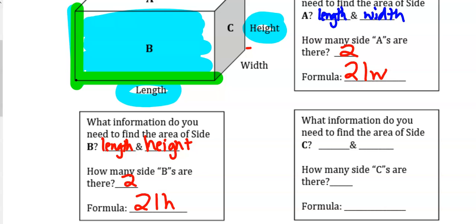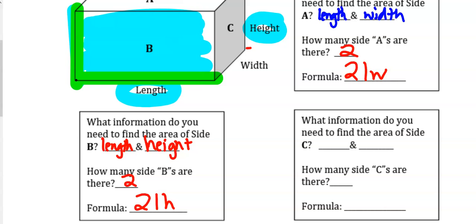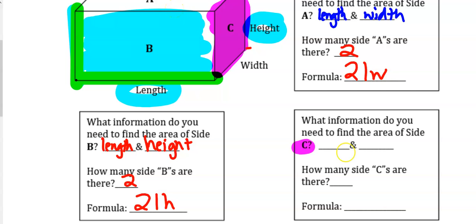So now we're going to look at the sides. I'm going to go ahead and keep this highlighted, and we're just going to add on. So let's look at C. So you can see that C is on the side right here. And so in order to find the area of side C, you can see right here that we need the width of the shape and also the height. So that's going to give us the area of the right side of the shape. So we're going to write height and width.